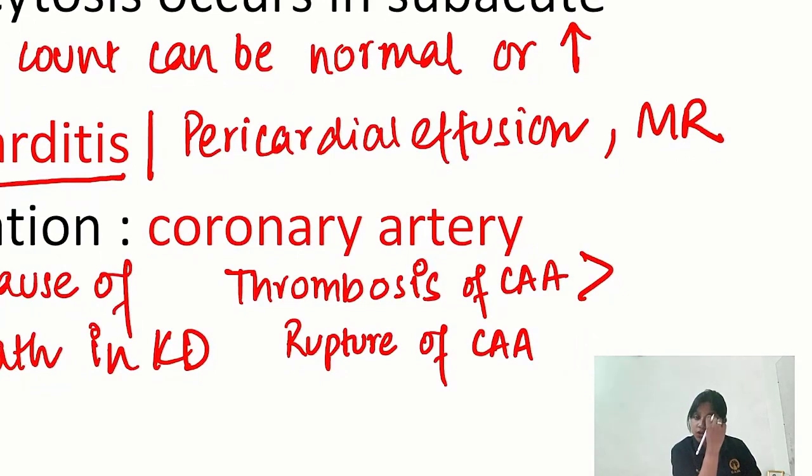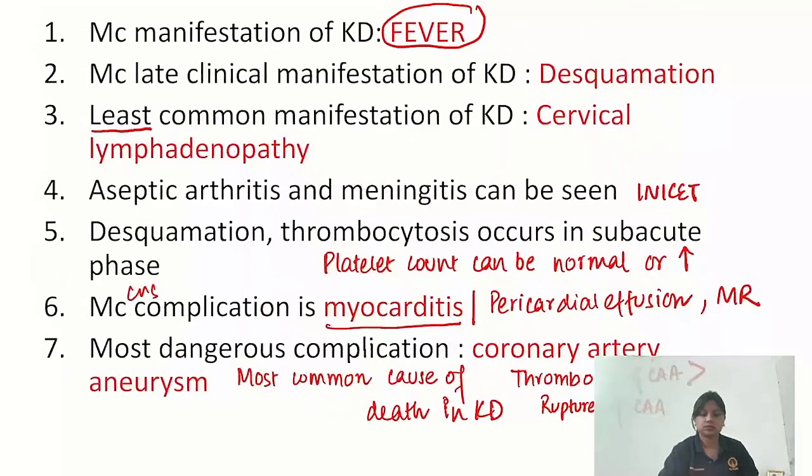So the most common cause of death in KD is thrombosis of a coronary artery aneurysm. It's more important than rupture of a coronary artery aneurysm. Clear?